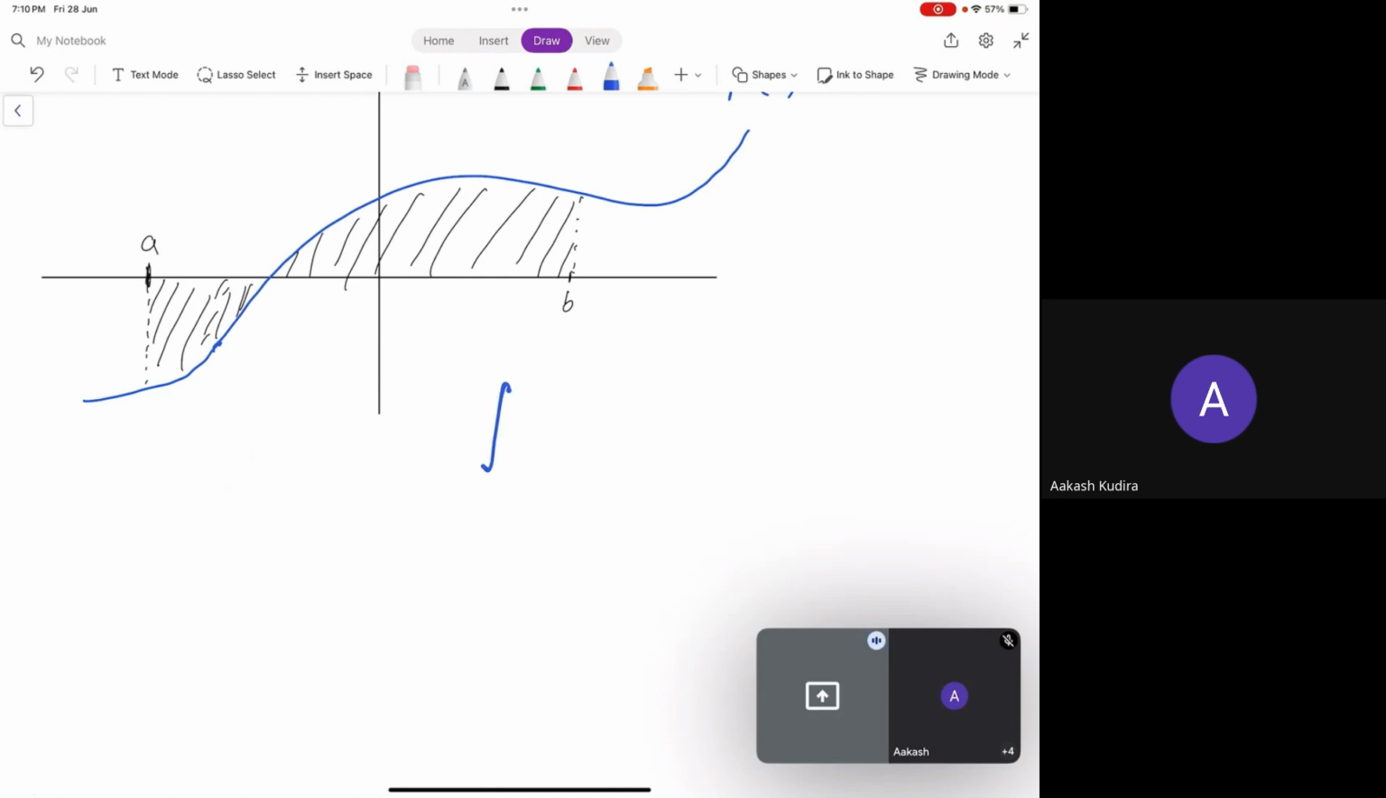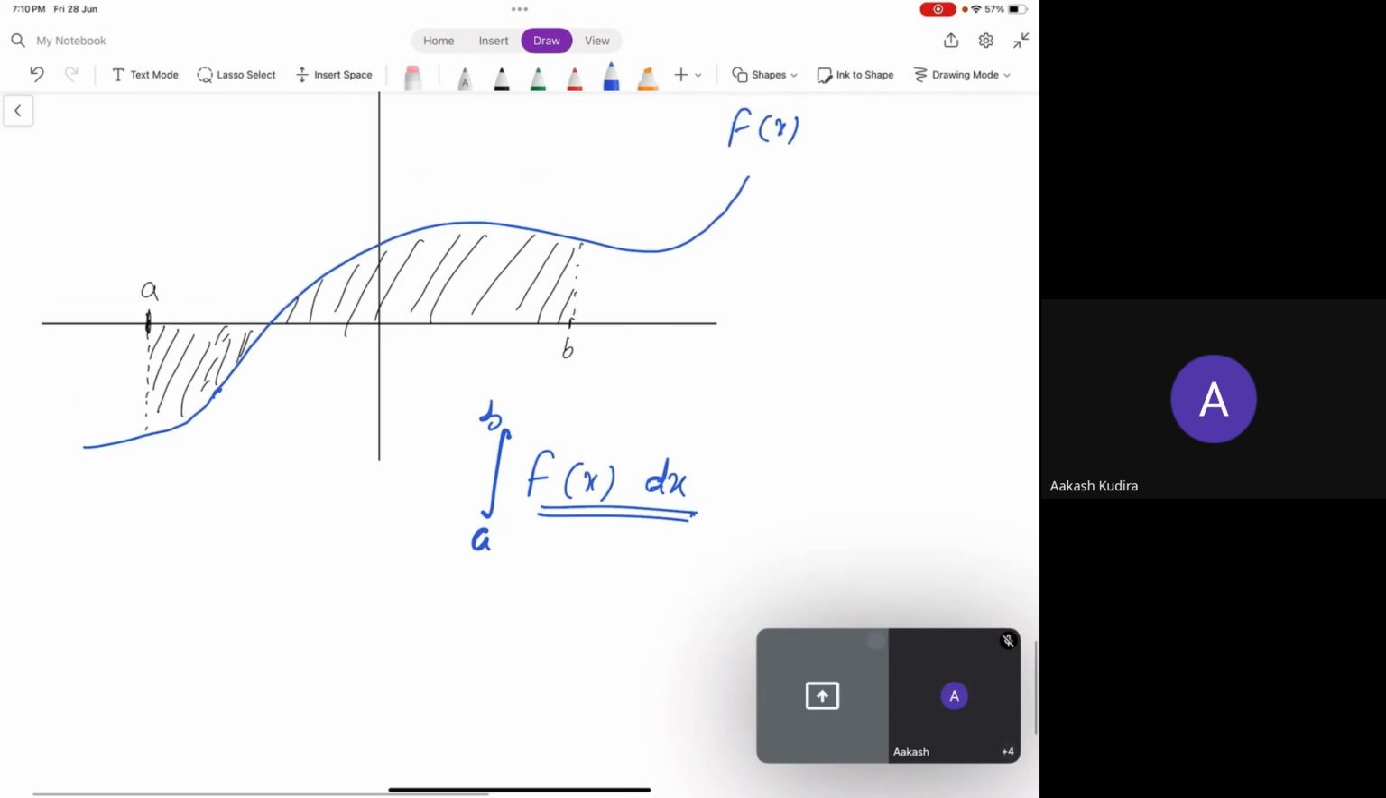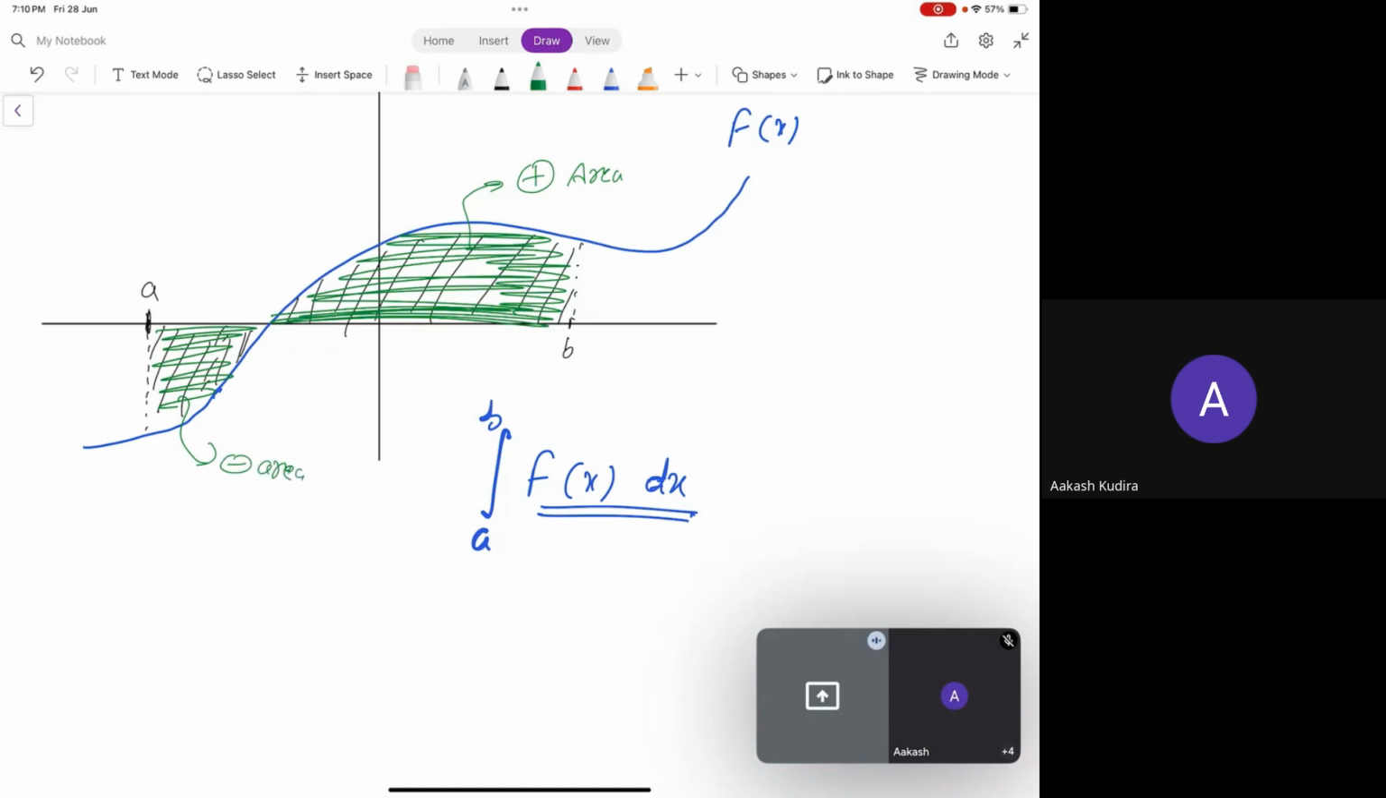So the integration from a to b of f(x) is actually algebraic area. It means we are doing integration with respect to x. If the area portion is in plus y, this area we will take as positive area, and this area we will take as negative area. This is the very basic meaning of this integration.